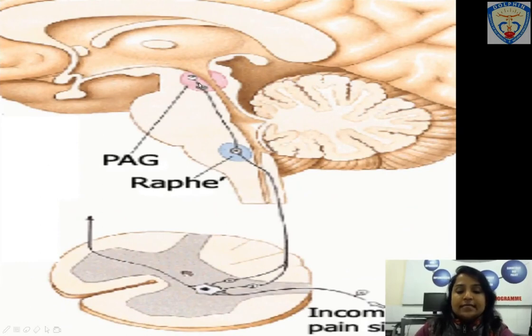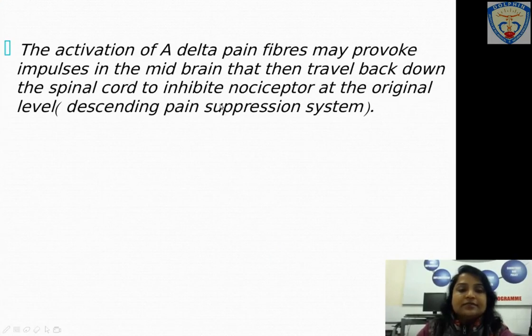Here you can see that this is the incoming pain signal which has reached the spinal cord. From the spinal cord it is moving upwards. So when it starts moving upward, there is activation of these structures and pain is controlled at the spinal cord. Then there is activation of A delta pain fibers which may provoke impulses in the midbrain that then travel back down towards the spinal cord to inhibit the nociceptor at the original level.